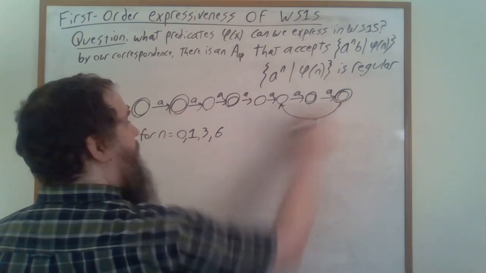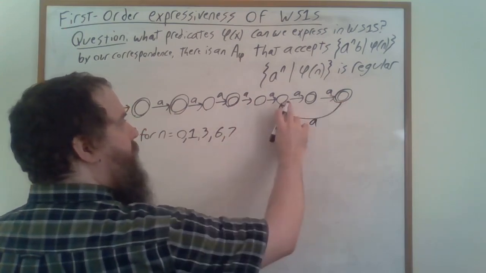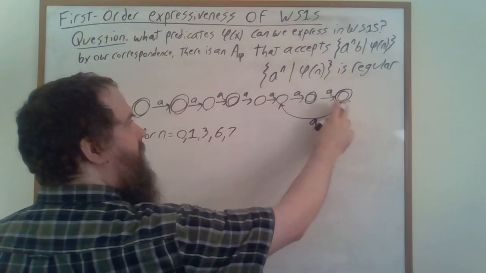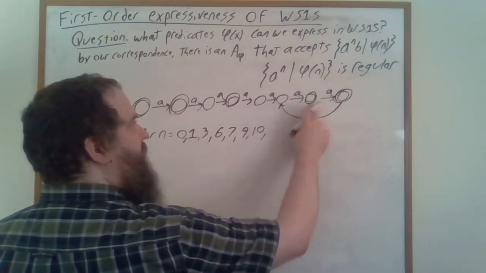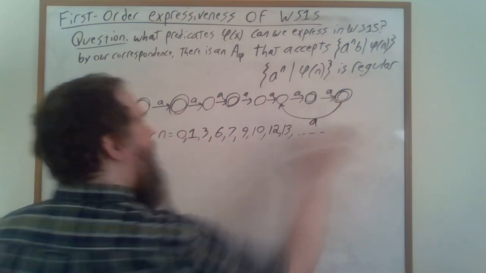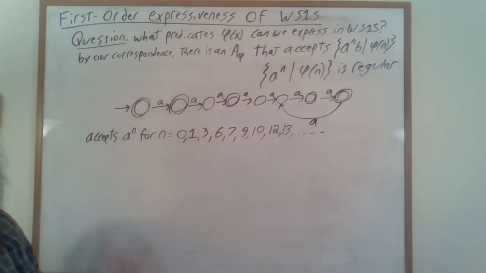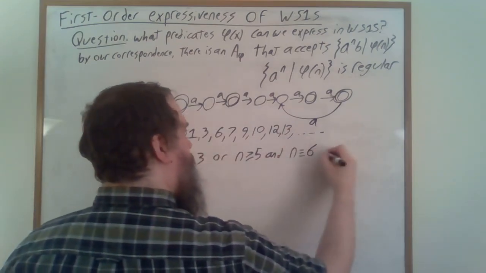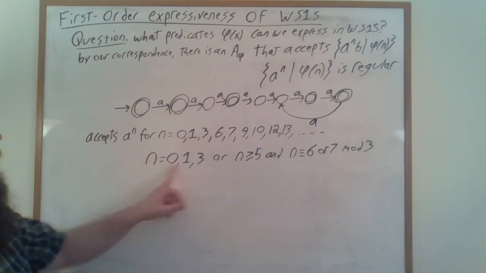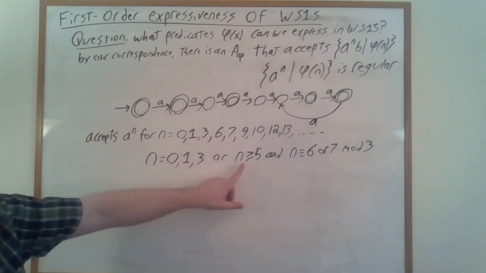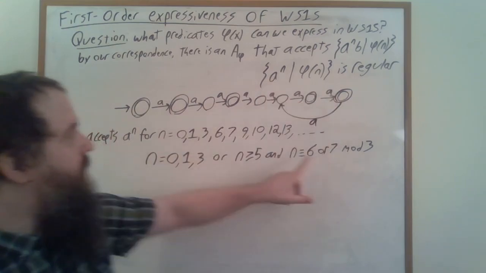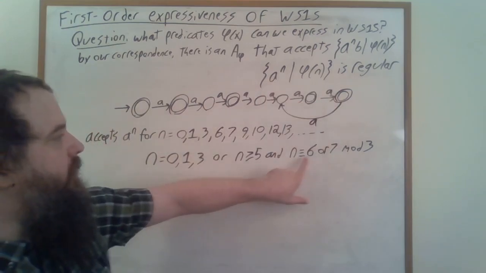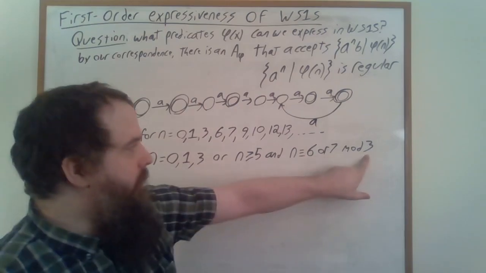If we read seven a's, we accept. Eight we reject, nine we accept. Ten we accept, eleven we reject. Twelve we accept, thirteen we accept. And so on and so forth. And the pattern that we have here is that either n is one of these initial numbers, or n is greater than or equal to 5, and we've gone into this loop where we accept only if n is congruent to 6 or 7 mod 3.